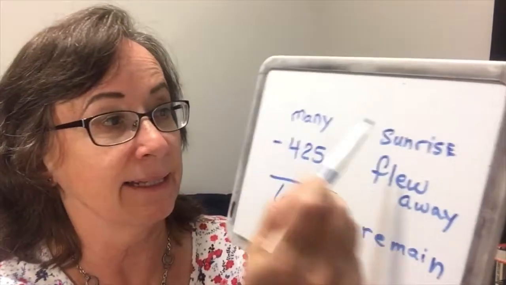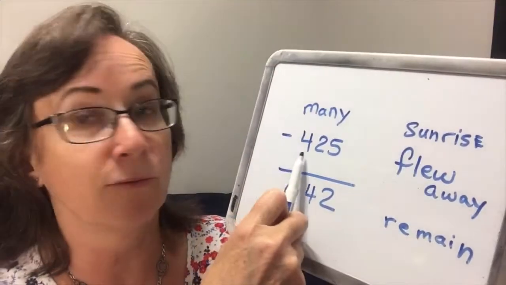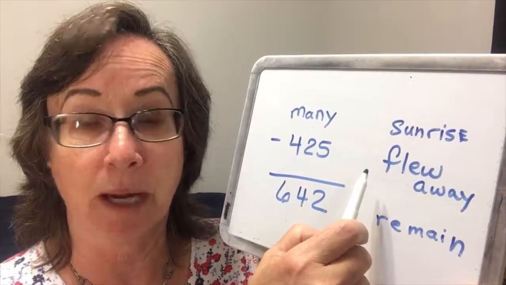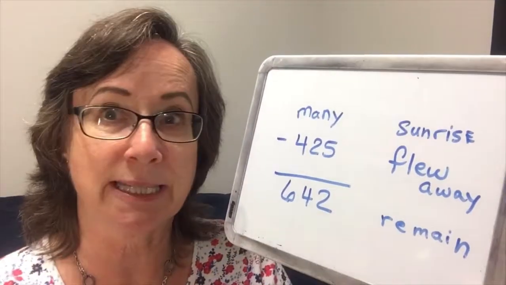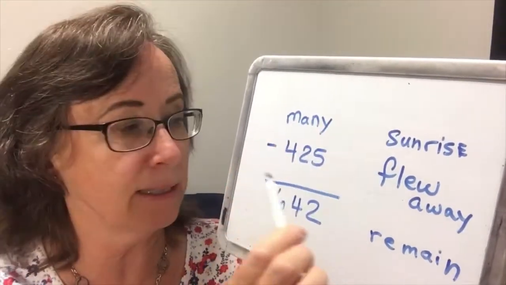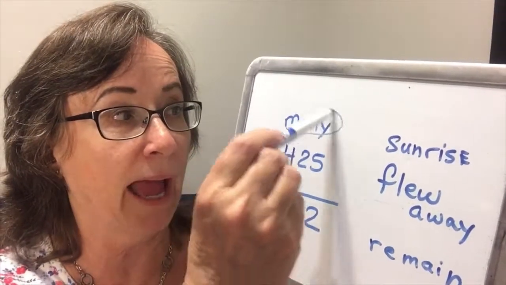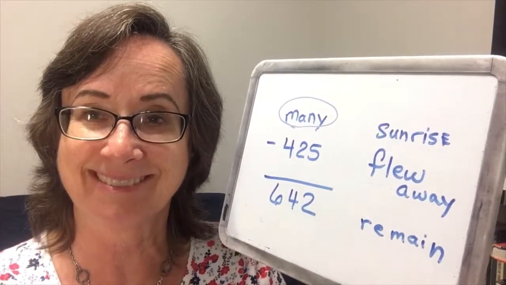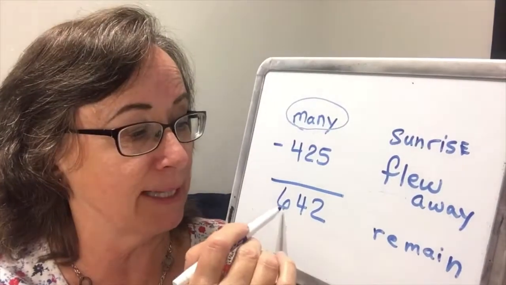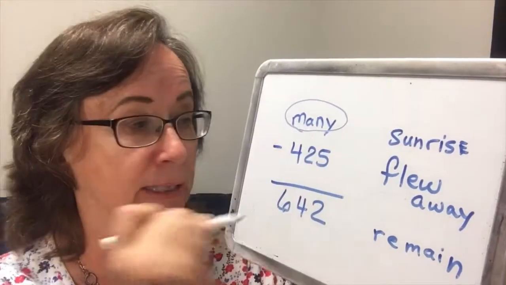Okay, so at sunrise, there were many ducks on the pond. Then 425 flew away. So that's a takeaway, isn't it? A minus. And we were left with 642 on the pond. So we have many ducks minus 425 is 642, and we're looking for how many ducks was many ducks. So how are we going to do this? Something minus 425 is 642. So this is the big number, isn't it? This is our altogether number.